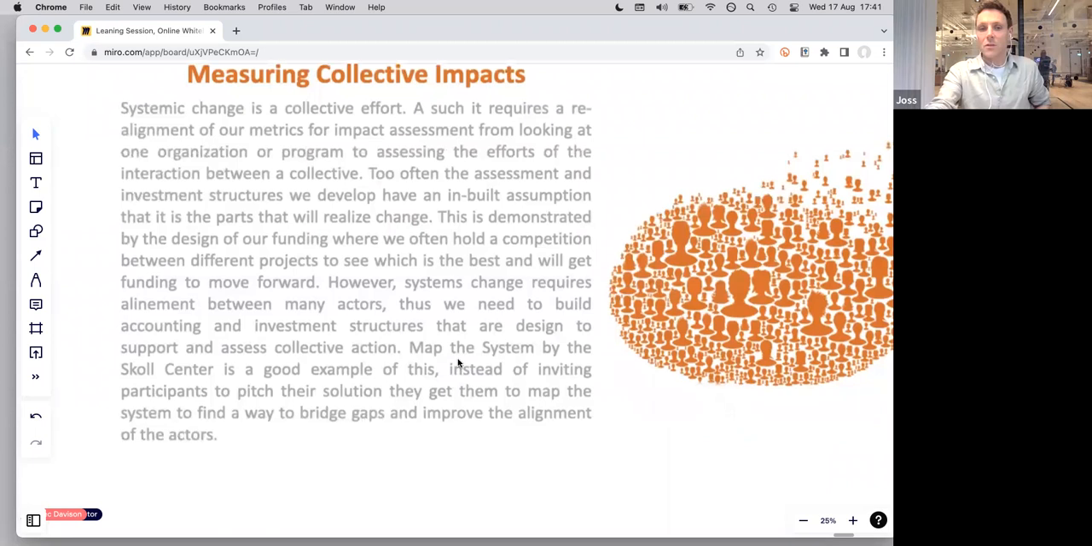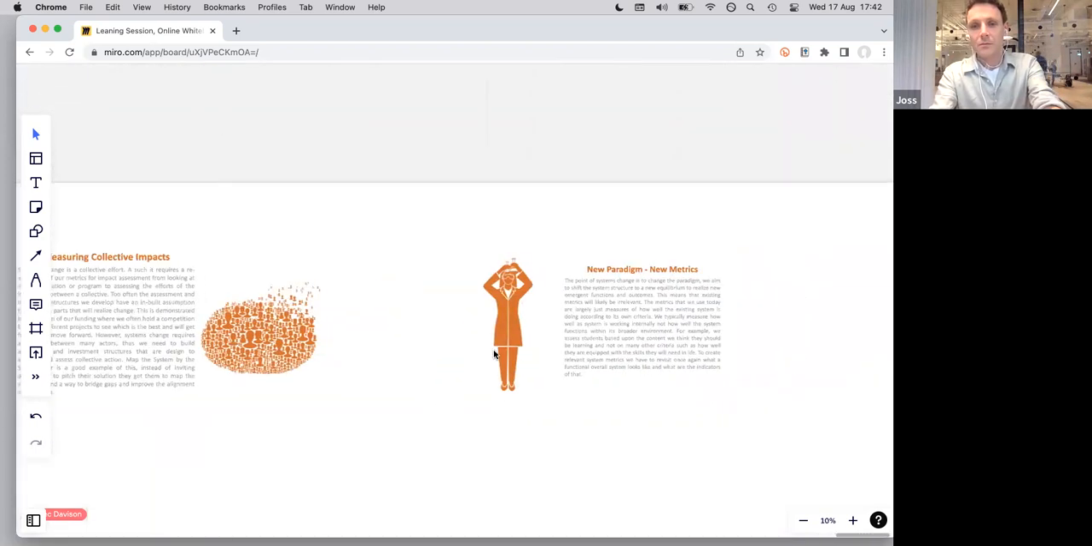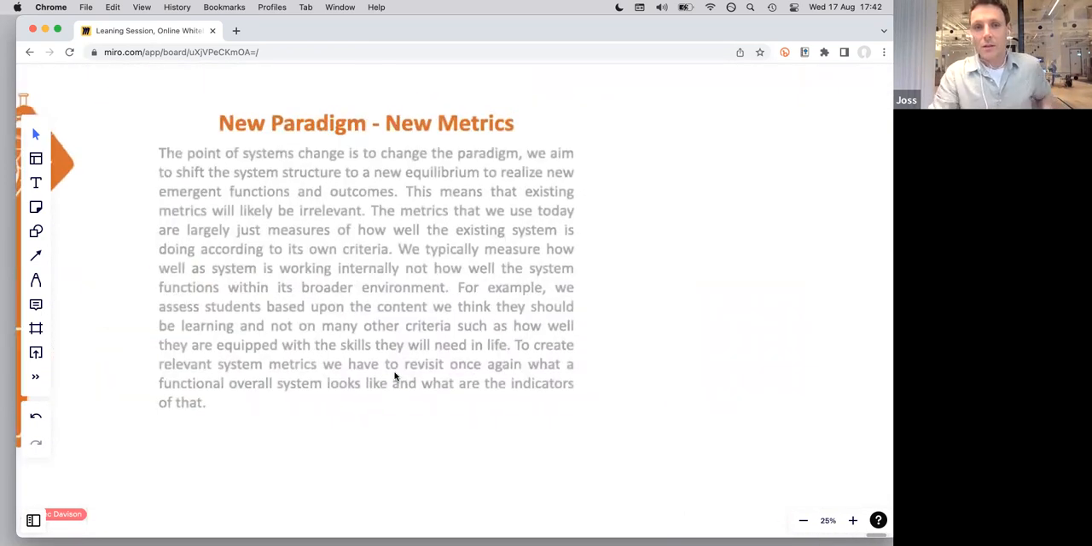So I don't know if you've seen this map, the system by the Scholes Centre. It's done here in Oxford in the UK. It's a good example of this. Instead of inviting participants to pitch their solution, which is kind of a traditional social innovation approach, they get them to map the system to find a way to bridge the gaps and improve the alignment of the actors and think about the whole system instead of just a specific solution to that. And yeah, it's a new paradigm for how we do metrics.